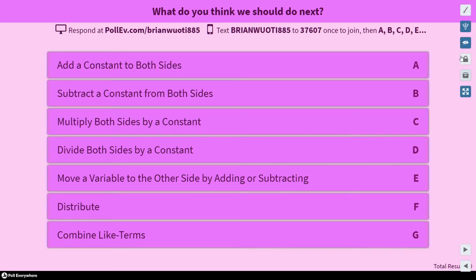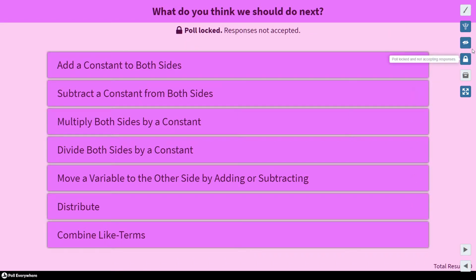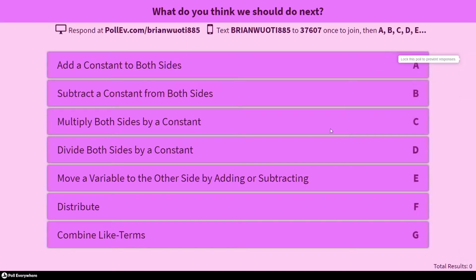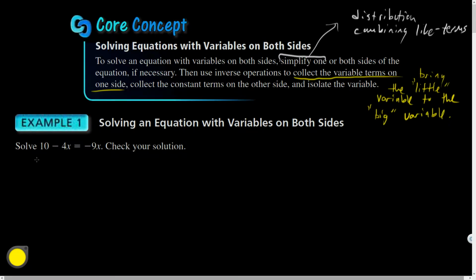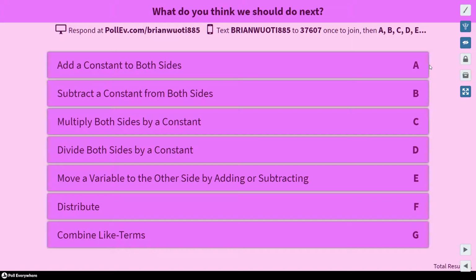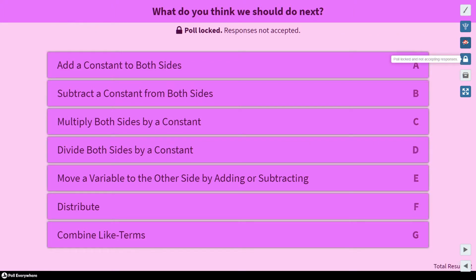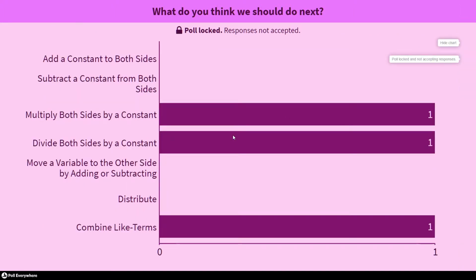Oh, is it locked, supposedly? There you go. Try again. All right. 5, 4, 3, 2. Okay, here we go.